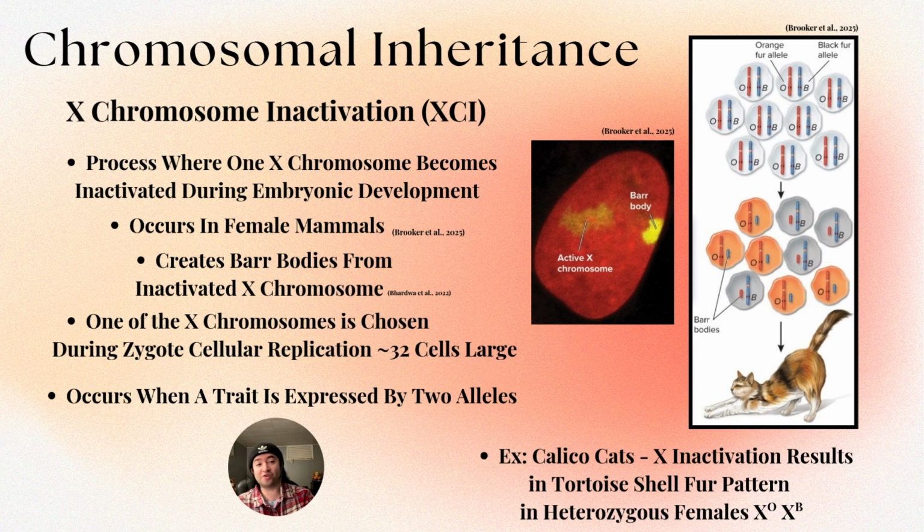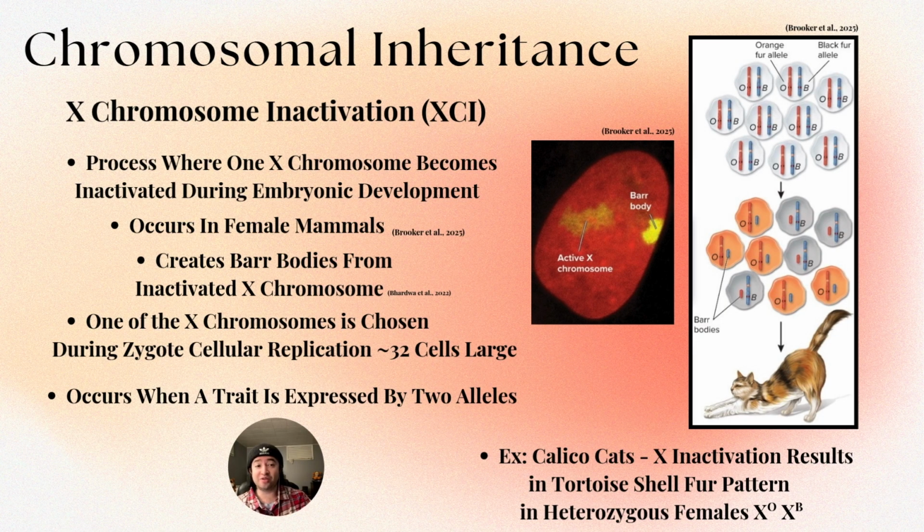One of the two X chromosomes becomes inactivated during development and then forms what's called a bar body, which is when this inactive X chromosome condenses into a compact object, which then lies along the inside of the nuclear envelope. As shown in the picture of that red cell, the bar body is that yellow highlighted area of the inactive X chromosome. So this condensing will inactivate or silence most of the genes on that specific X chromosome.